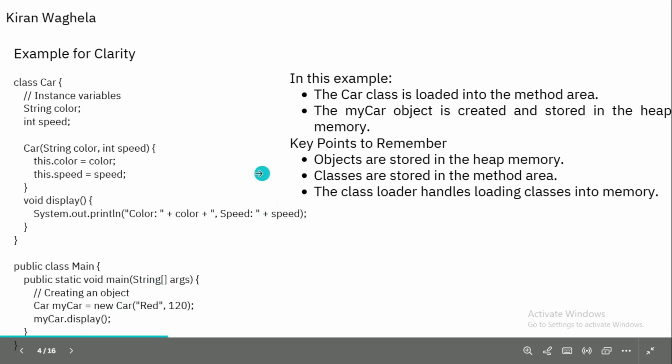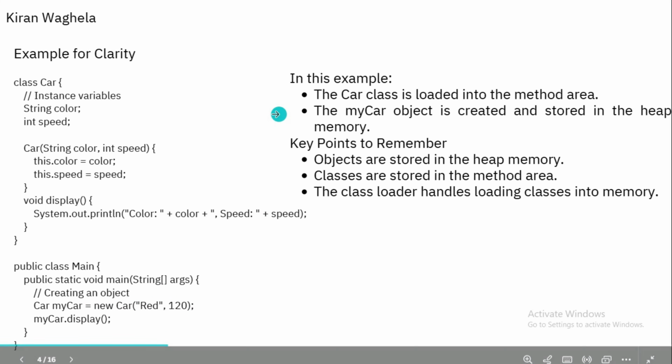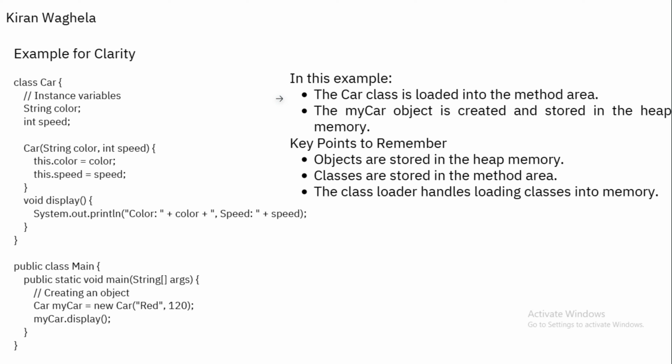You can give this example and this kind of explanation: the Car class is loaded into the method area. The myCar object is created and stored inside heap memory. Key points to remember: objects are stored in the heap memory. Classes are stored in the method area. The class loader handles the loading of the class into memory. This kind of example and explanation you can give to the interviewer so that they can clearly understand.